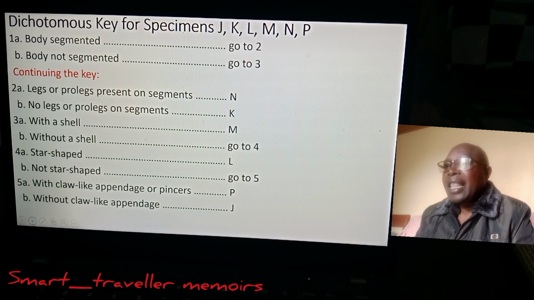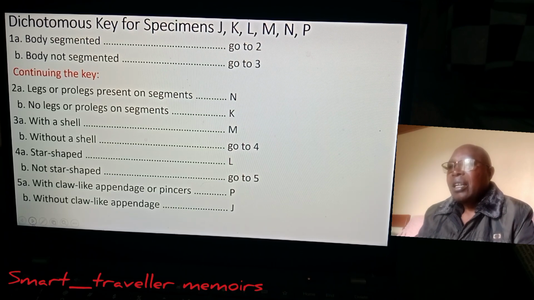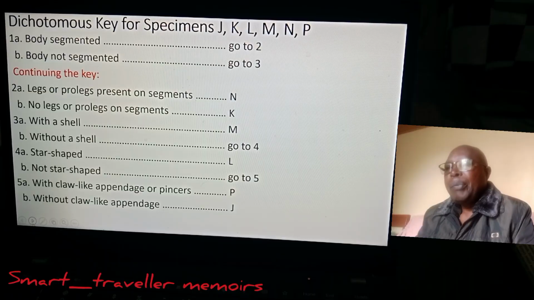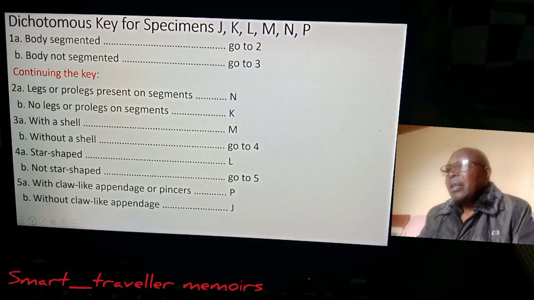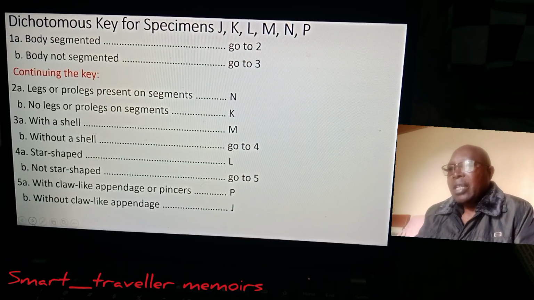So continuing the key, you have 2A: legs or prolegs present on the segment. You identify N, so you have added prolegs there. B: no legs or prolegs on segment, you have K identified. So we go back to 1B and go to 3. 3A: with a shell, as we had M identified. Without a shell, you go to 4.